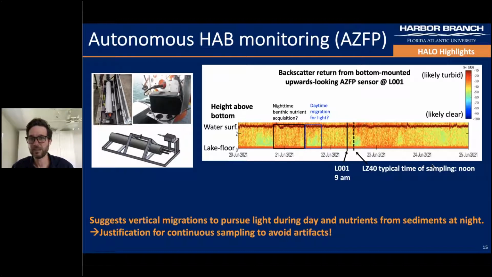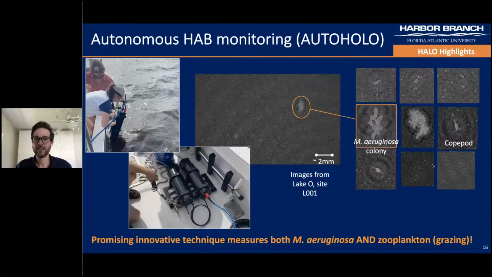But I think it's really important for us to realize that we will get this spatial variability. This is something that we really have to consider in terms of our sampling regimen, and not just us, but also the ongoing work from the water management district. So, a little word of caution, I guess.